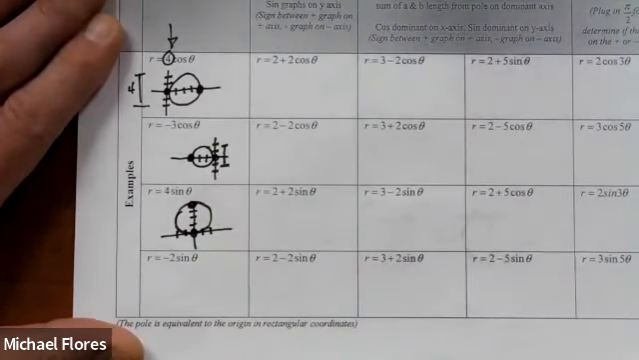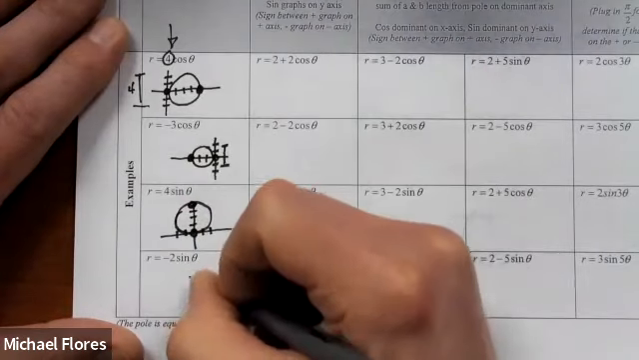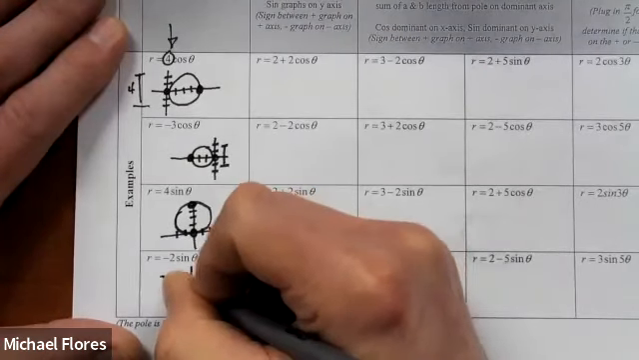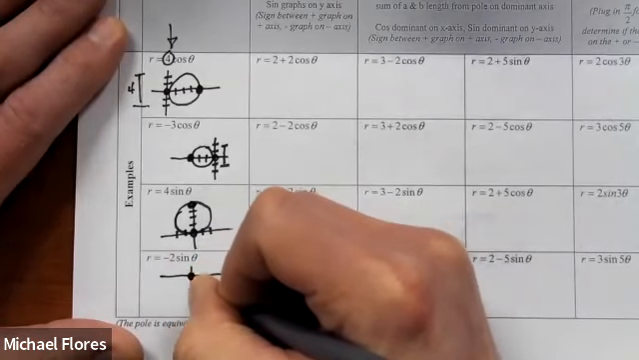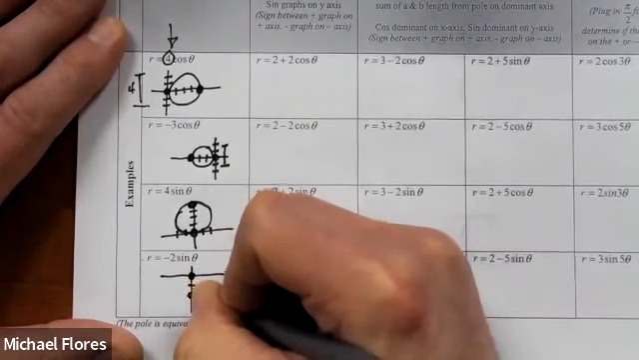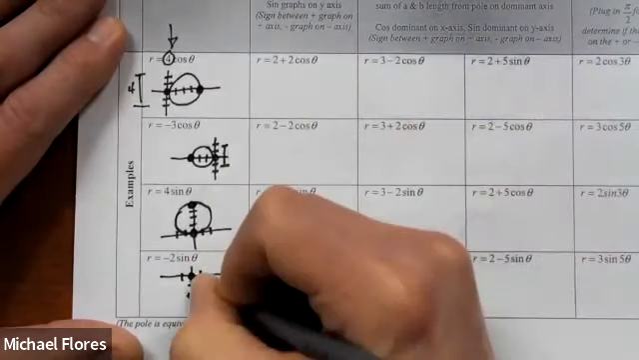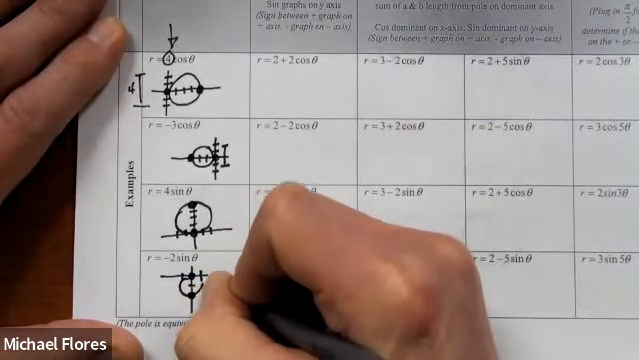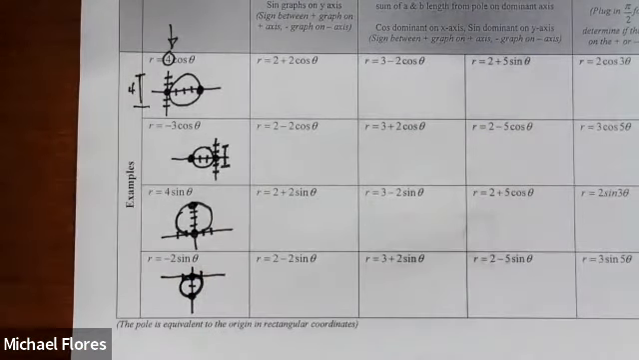Now right here, -2 sine of theta. Sine, y-axis, -2, negative y-axis. From the pole, down 2, plot 1, 1. Draw a circle. And we have now graphed circles.